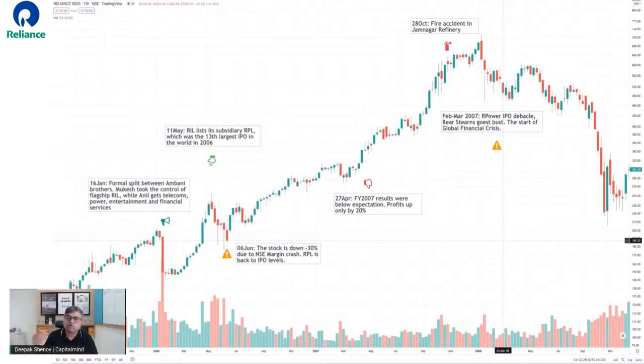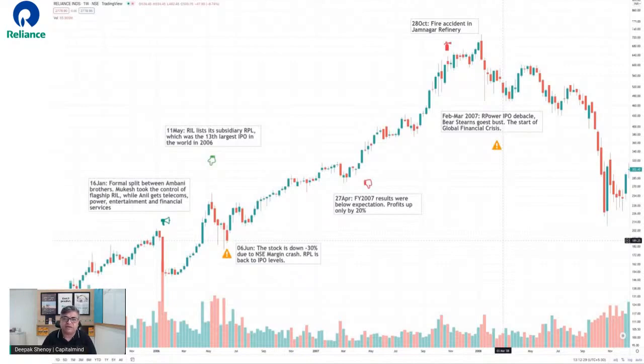But then after that, it started to go back up, and there was no major news flow. There was RPL, which was doing its own thing. There was Reliance, which was focusing on exploration and production of gas. And at the time, the rumor was that every time the Reliance stock would fall a little bit, Reliance would discover more gas in some KG basin or something like that. So the news flow was both on and off.